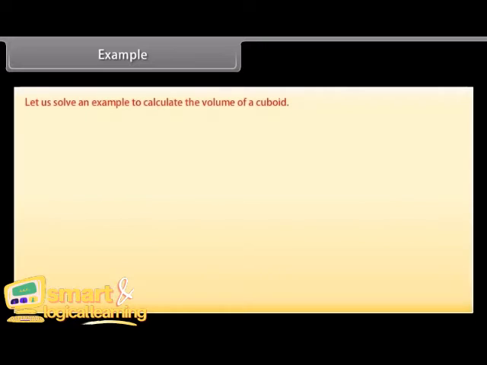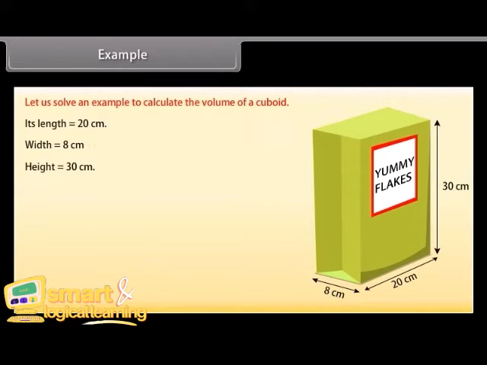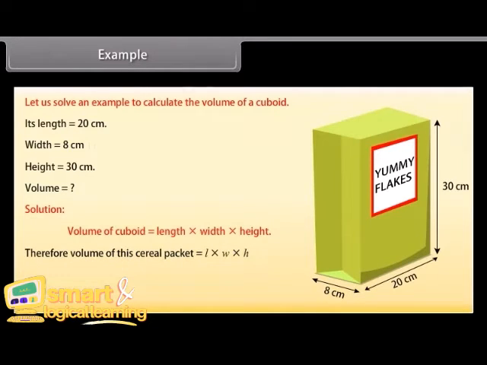Example. Let us solve an example to calculate the volume of a cuboid. Look at this cereal packet. Its length is 20 cm, width is 8 cm, and height is 30 cm. We have to find its volume. We know that the volume of a cuboid is length into width into height. Therefore, the volume of this cereal packet is equal to l into w into h, which is equal to 20 into 8 into 30, and this is equal to 4,800 cm³.